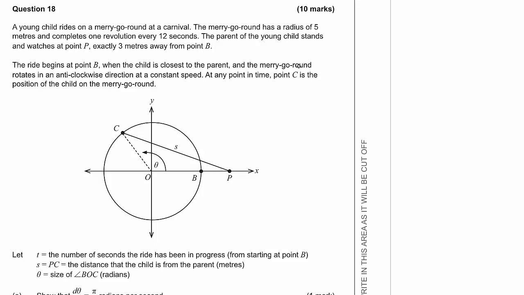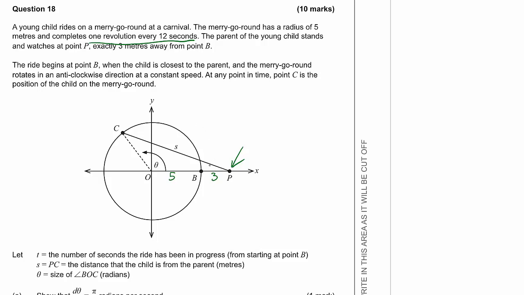A young child rides on a merry-go-round at a carnival. The merry-go-round has a radius of 5 meters and completes one revolution every 12 seconds. The parent of the young child stands and watches at the point P, which we can see just here, exactly 3 meters away from point B. So this is 3, and we know this radius is 5.